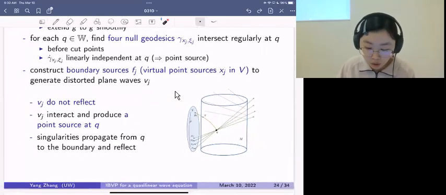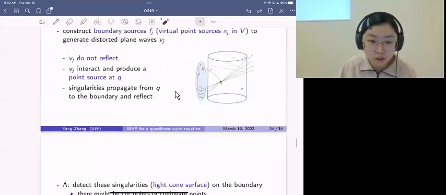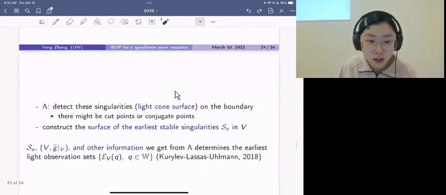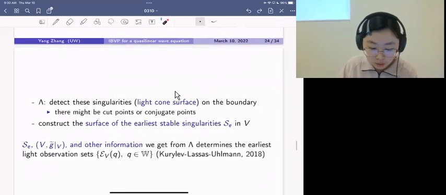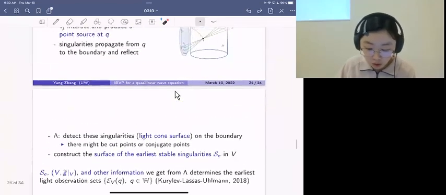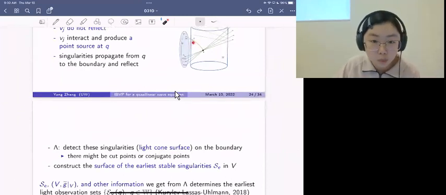Then the singularities of this point source will propagate in all light-like directions. They will come to the boundary and reflect at the boundary. So we are going to use the DN map to detect the singularities on the boundary, and this will give us the intersection of the light cone surface with the virtual light emission set if we use the extended metric.